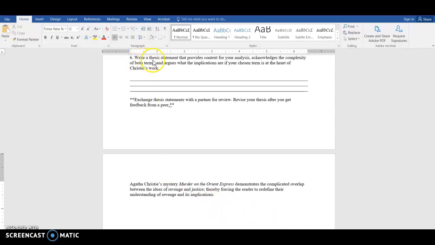So the first thing you're asked to do is write a thesis statement that provides context for your analysis. I have my context right here in this first line, Agatha Christie's mystery, Murder on the Orient Express. That's my context. I've got my author, I have the title of the book, that's context. Now my reader knows exactly what source I'm going to be arguing with. So context, check, got that done. Next, we want to acknowledge the complexity of both terms.